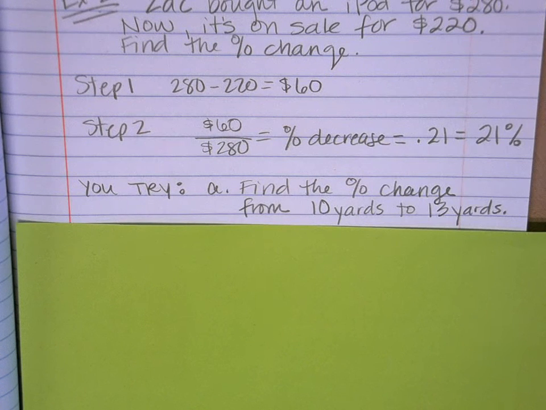Oh, I didn't add the 0. Wait, it goes 30.3? 0.3 is 30%.